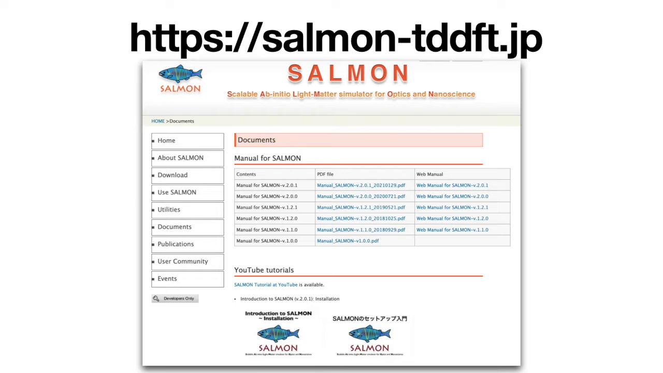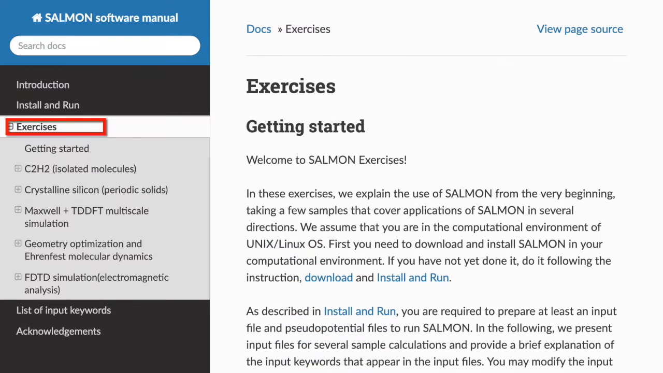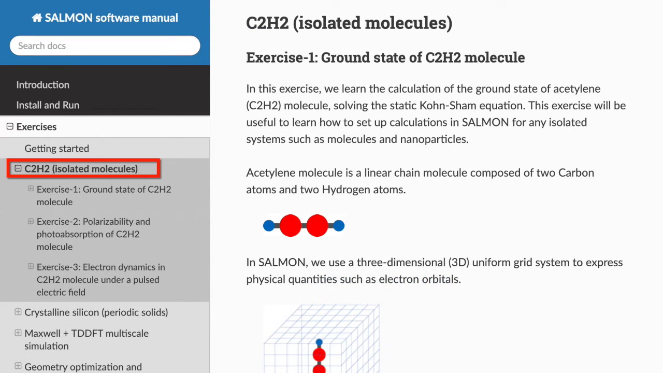Let us begin the exercise. Click the Use SALMON button on the left sidebar on the SALMON website to display the SALMON manual. Click the Exercises button on the left sidebar of the SALMON manual. On the left sidebar of the SALMON manual, click the C2H2 Isolated Molecules button that is below the Exercises button.